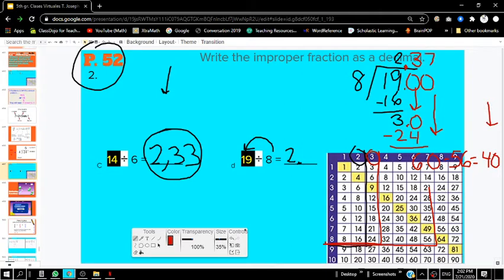Put my 7 in that spot. 8 times 7 is 56. And 8 times 5 would give me 40. And then 40 minus 40 equals 0. So my answer is 2.375.